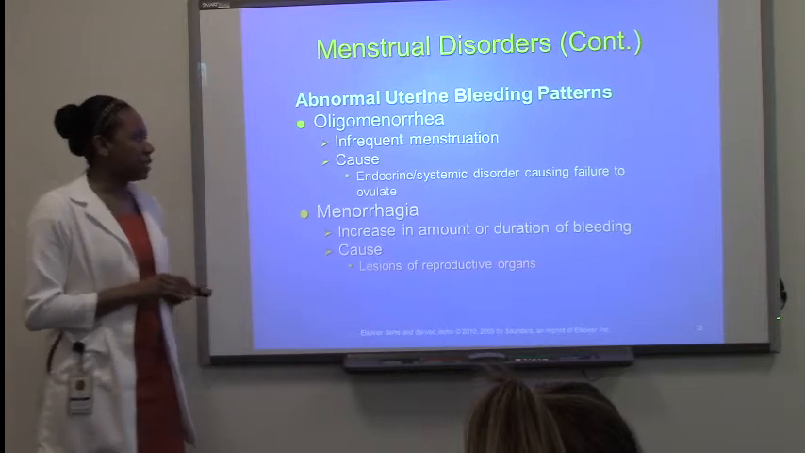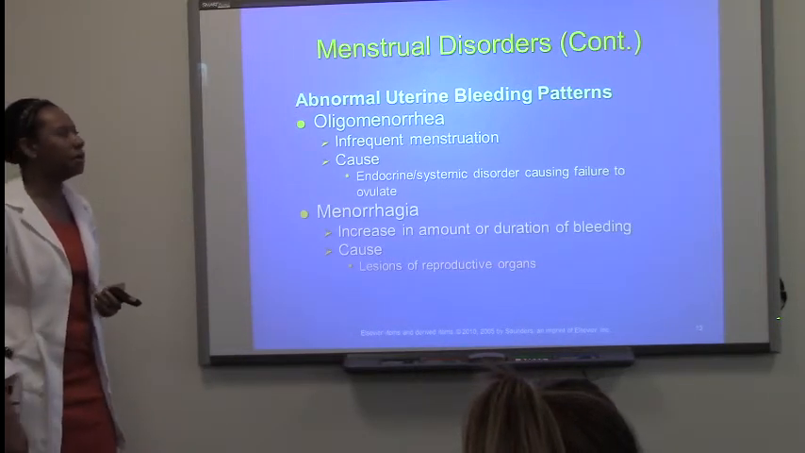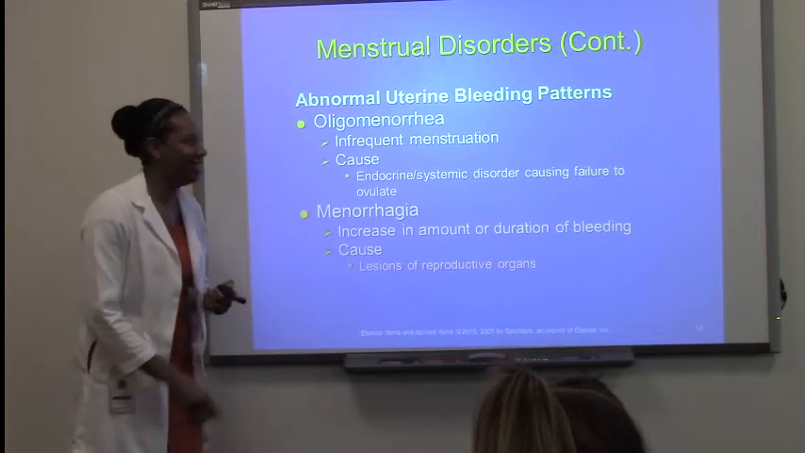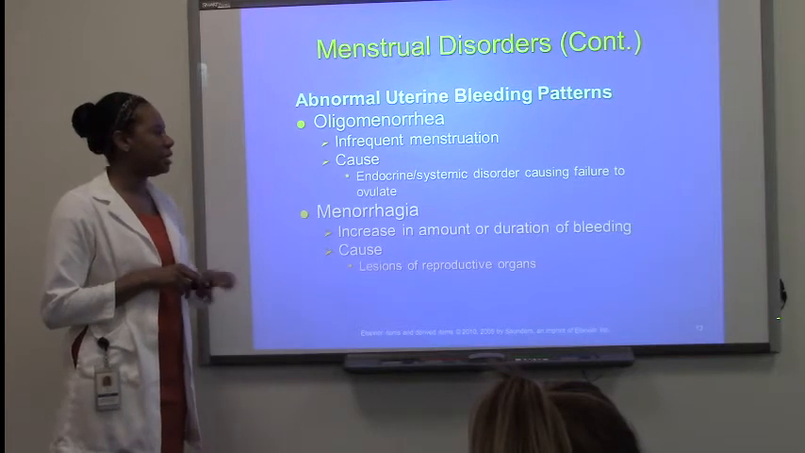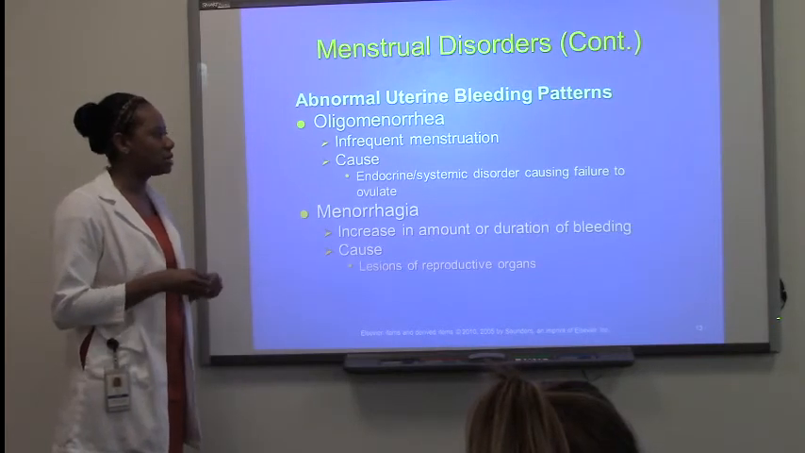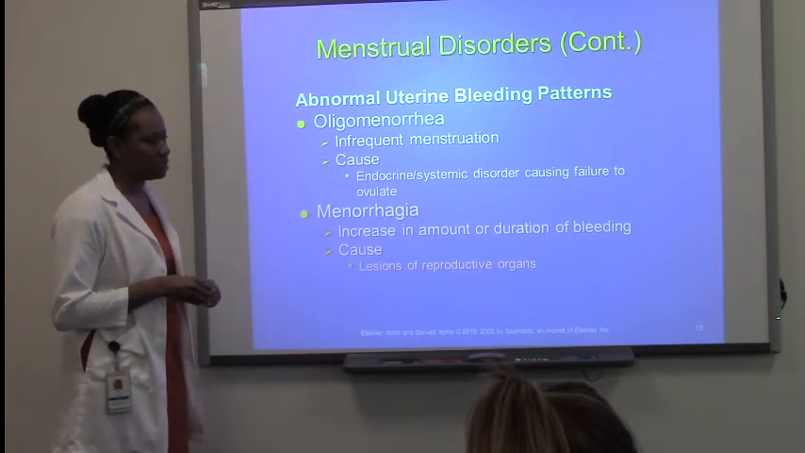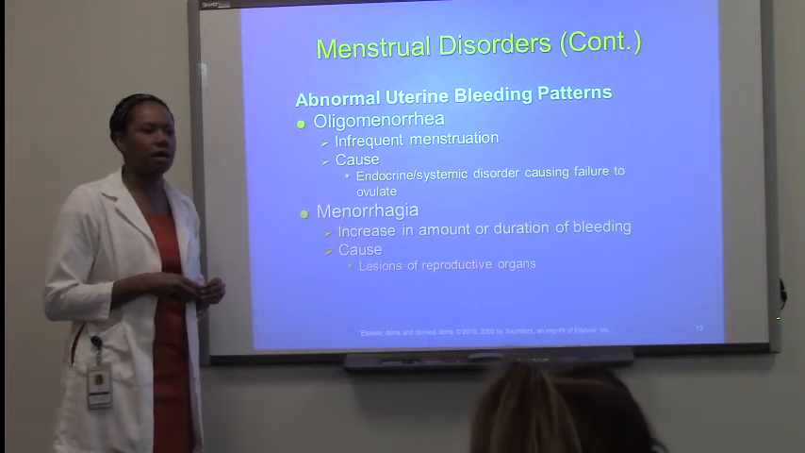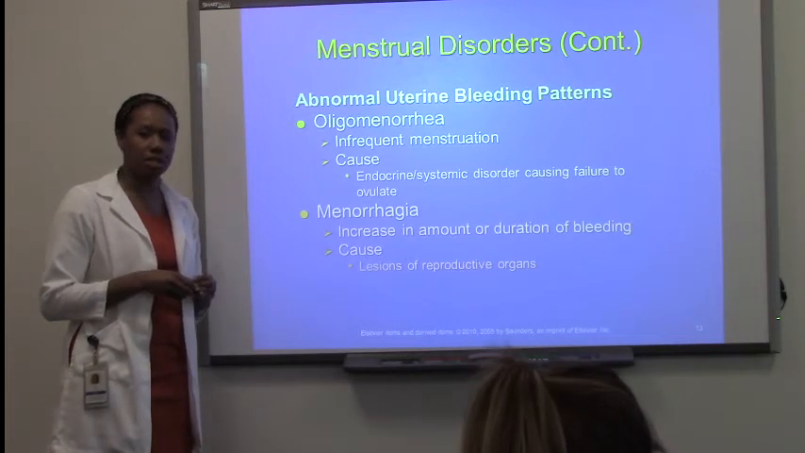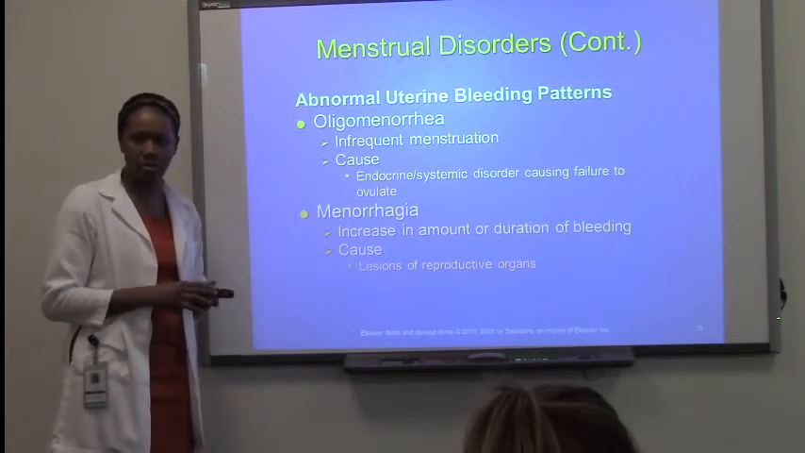Okay. Oligomenorrhea is infrequent menstruation. And this comes from an endocrine systemic disorder that causes the failure to ovulate, causing this infrequent menstruation. So what happens is, if the ovulation cycle is off, this is going to throw off the whole menstrual cycle. Okay, so does everybody understand that?